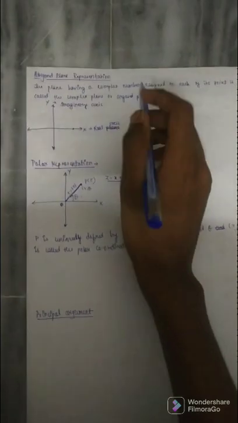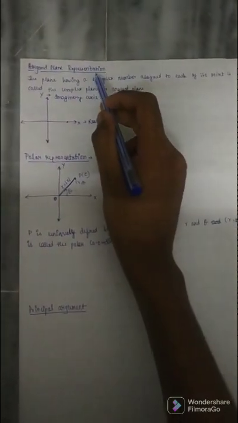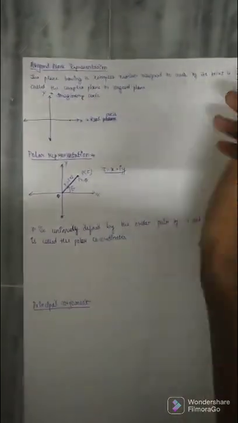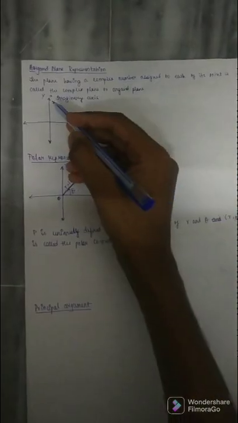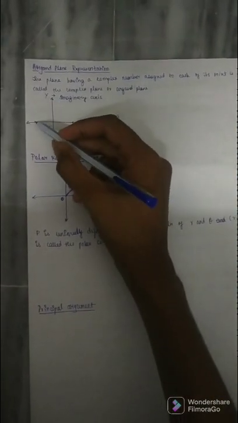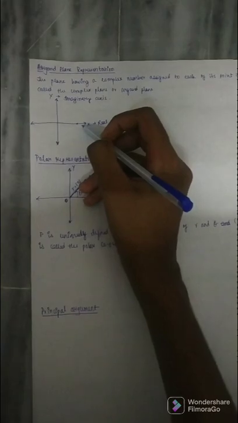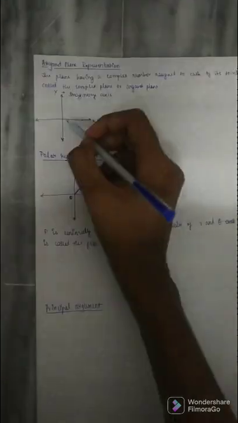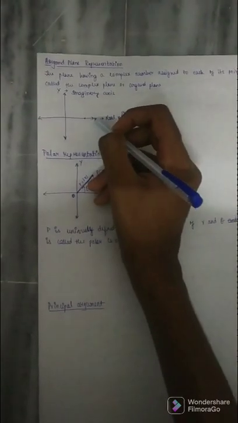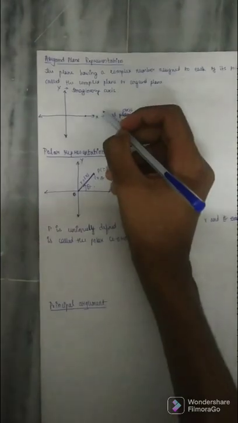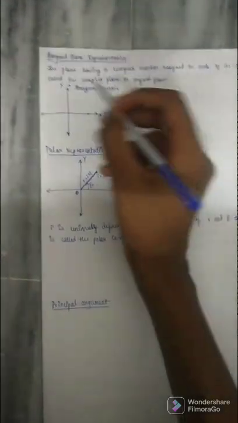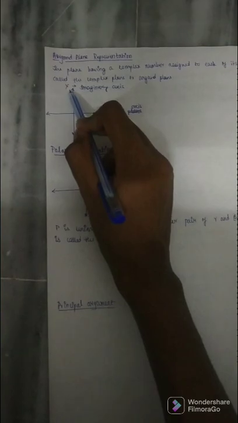Now we will talk about Argand plane representation. So Argand plane representation is just like a normal plane which consists of a real x-axis and y-axis. So the x-axis is called the real axis and the y-axis is called the imaginary axis.